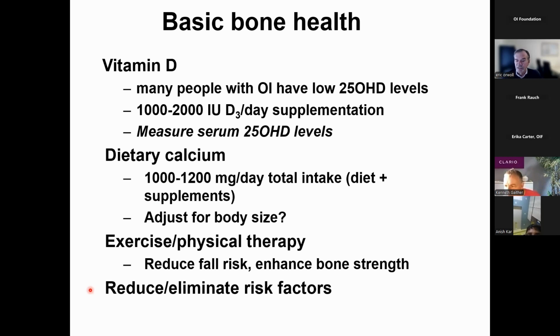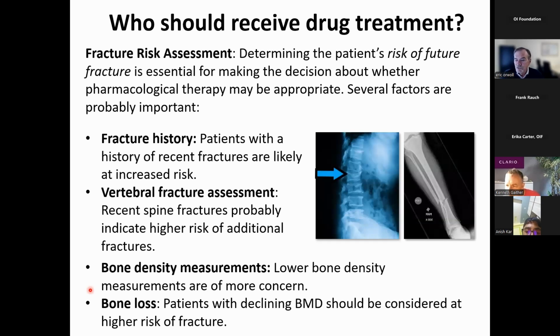So that's basically in all adults with OI. Who should receive additional pharmacological therapy to reduce the risk of fracture? It's probably true that not all adults are at high fracture risk and may not need drug therapy to reduce that risk. How do we decide who drug therapy might be appropriate for?